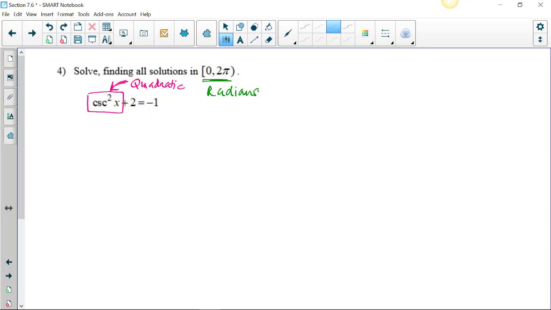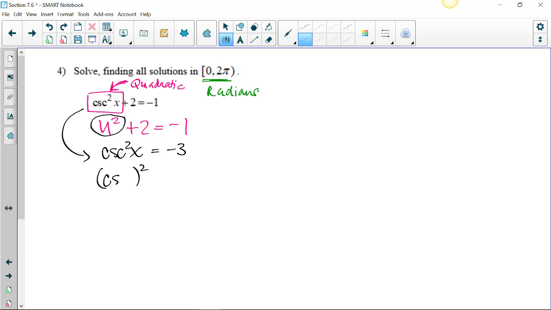Similar to algebraic, if I said cosecant is u, it would be u squared plus 2 equals negative 1. So this looks like the perfect situation to use the square root property or isolate that u squared. Same thing here. I'm going to isolate the cosecant squared by subtracting 2. So I get cosecant squared of x is negative 3.